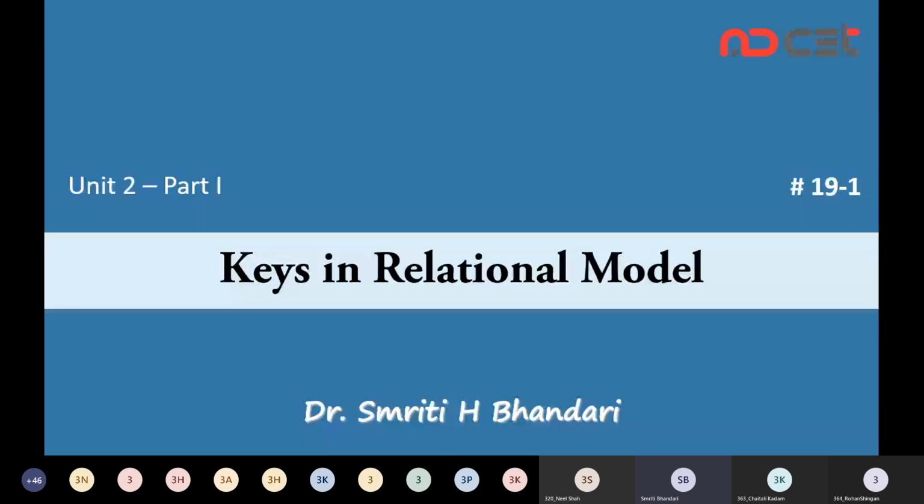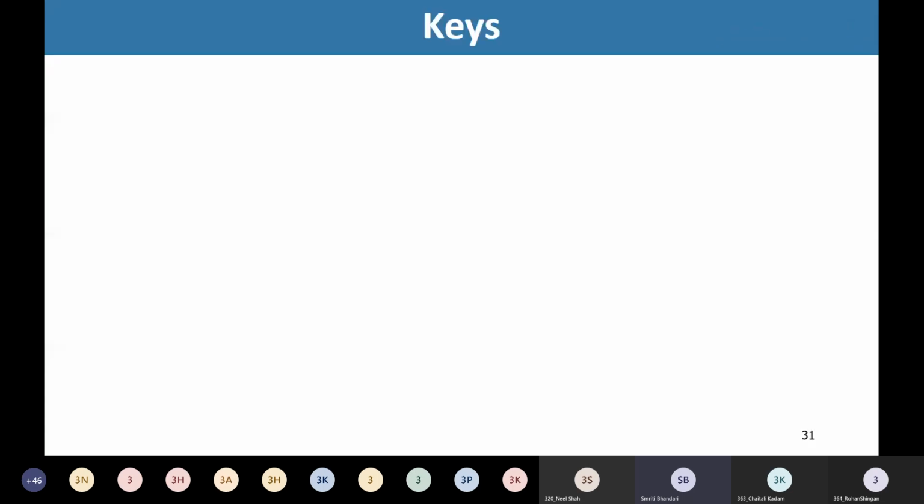today's contents. Today, we are going to focus on keys in the relational model. In fact, we had a little discussion about keys when we discussed the ER model, the entity relationship model. But now similar kinds of keys we make use of in the relational model. So let's go through those important concepts. What are keys and what are the types of keys in the relational model?